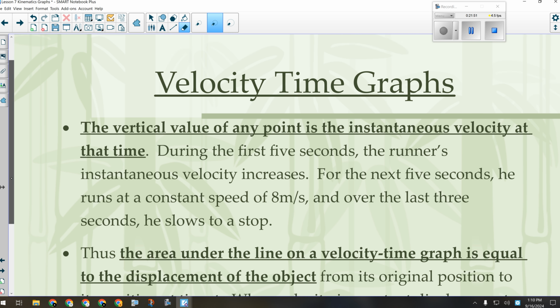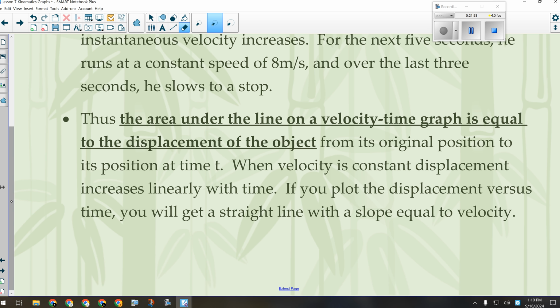So this is just what we just went over. The area under the line is basically you just doing this: average velocity times time. That's the area under the line. That calculates displacement.